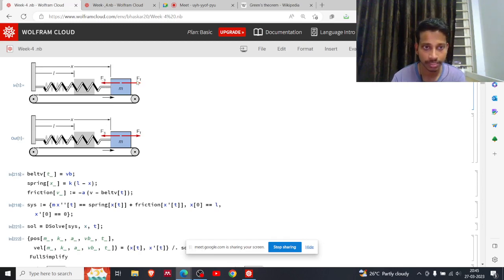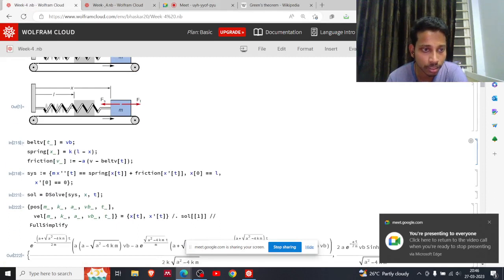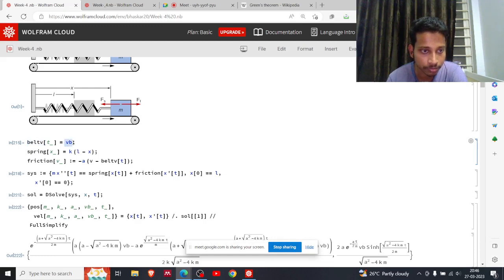So these two forces, Fs and F, are opposing forces that are trying to balance the mass on the conveyor belt. That is why the mass exhibits oscillation. Now, in order to formulate the problem, we have written the belt velocity v of t as Vb. So the conveyor belt has a constant velocity, that is Vb.